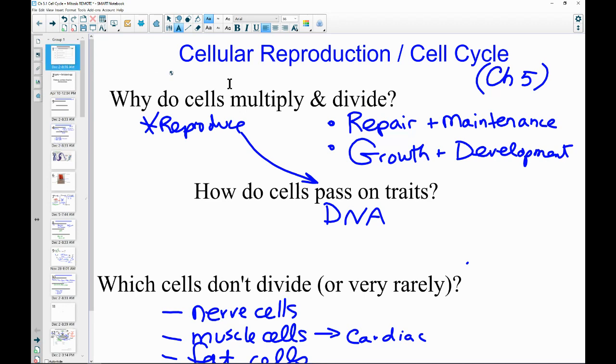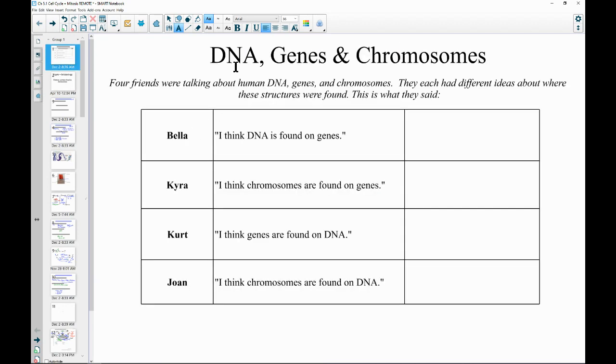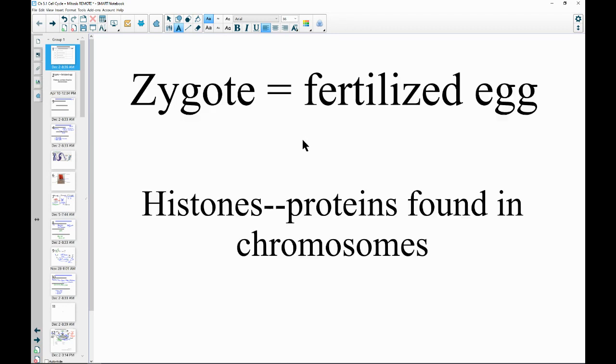The key vocab here is to be what is the difference between DNA, a gene, and a chromosome. So three important vocab words that people tend to mix up, and we'll come back to this at the end. Couple more vocab words. Histone. Histone is simply a protein.